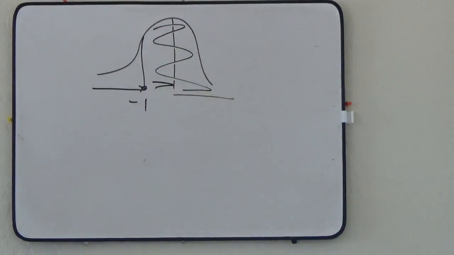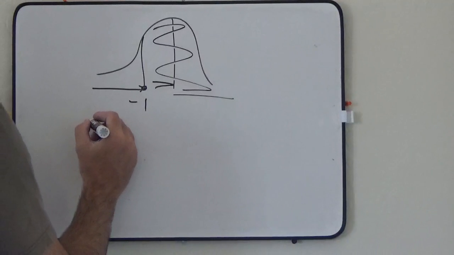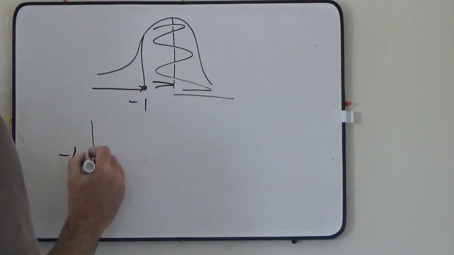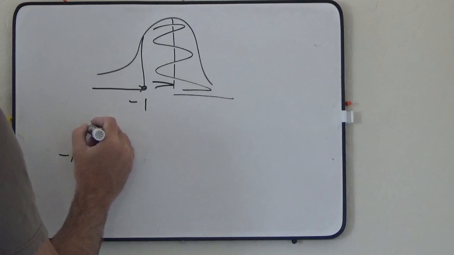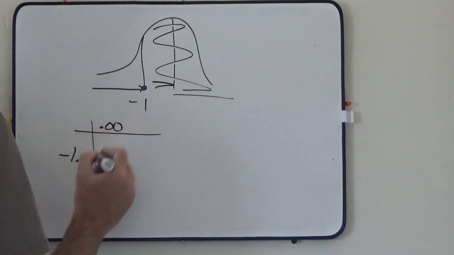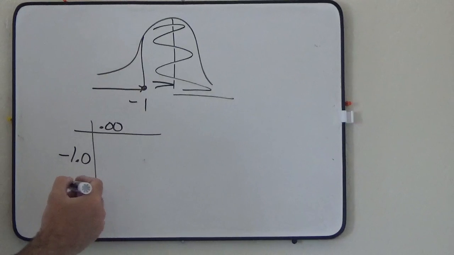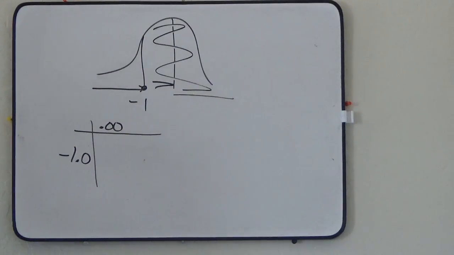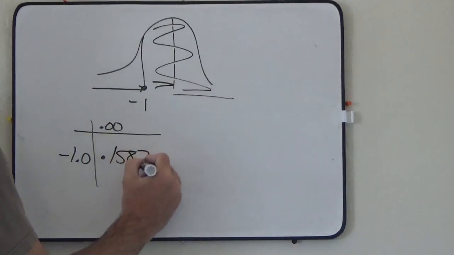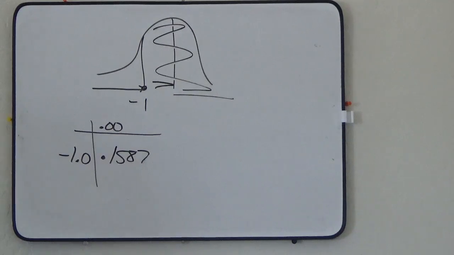So the way I'm going to find that is I'm going to find the probability of -1, and then I'm going to subtract it from 1, because I'm basically finding its complementary, or its opposite. Now in the book, on the left-hand column, you're going to find -1.0, and then on the top you're just going to look for 0.00, which is the first column. The value that you should get when you look for that will be 0.1587.